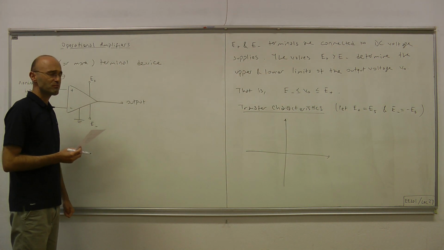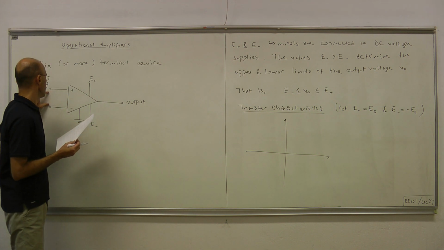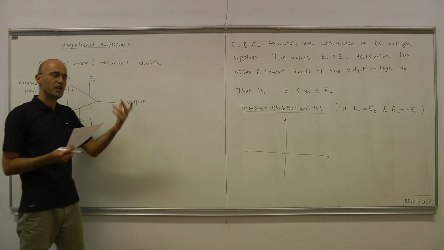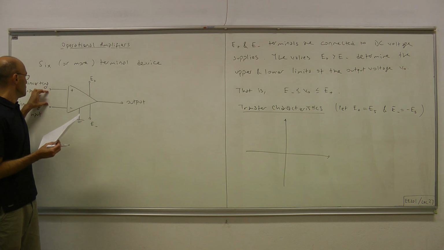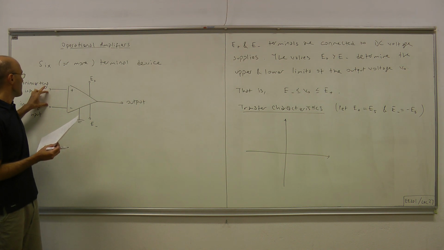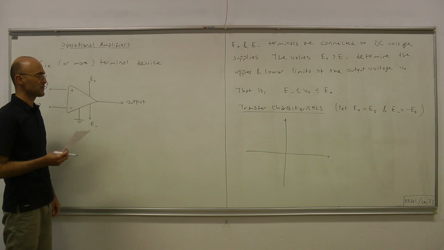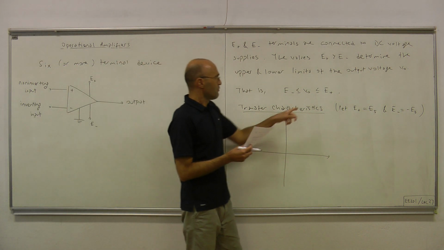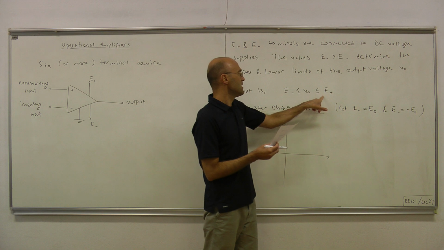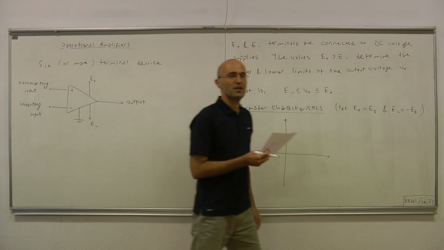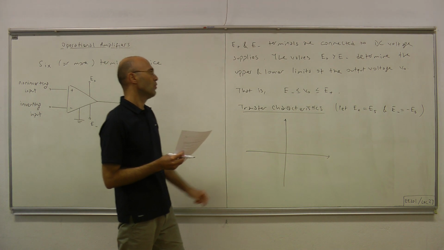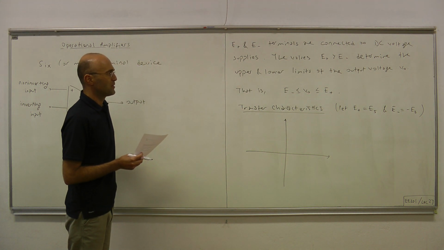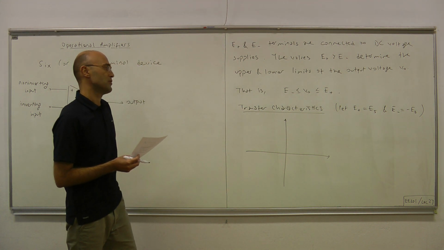How this device works is as follows. It senses the voltage difference between these two terminals, plus and minus, and in the output it generates a voltage proportional to the voltage drop from plus to minus, provided that the output voltage falls into this range. If it doesn't, then it's either E plus, which is ES, and we say the op-amp has reached the positive saturation region, or it equals E minus, that is minus ES, and the op-amp is said to have reached the negative saturation region.